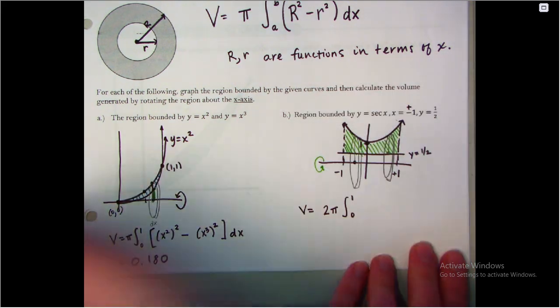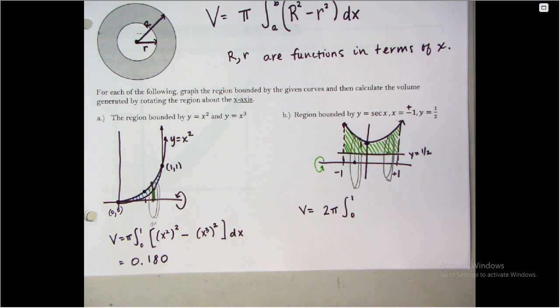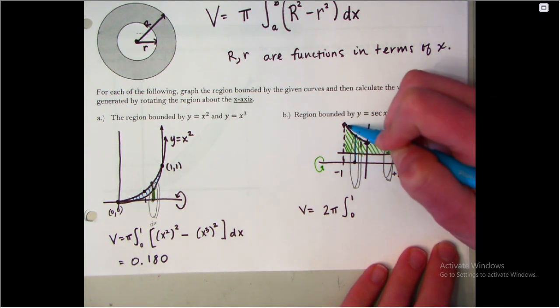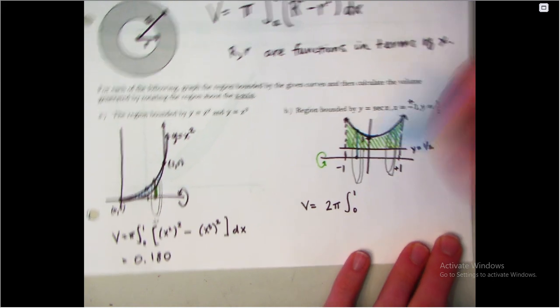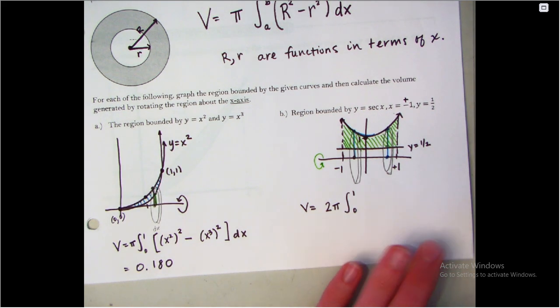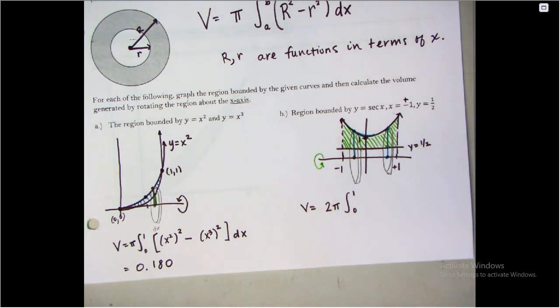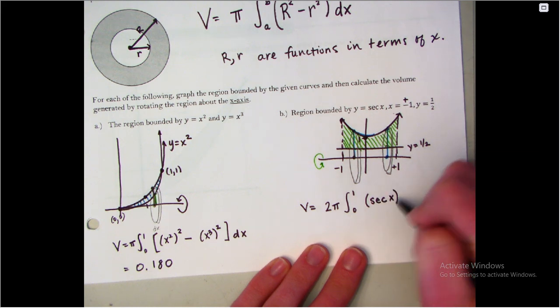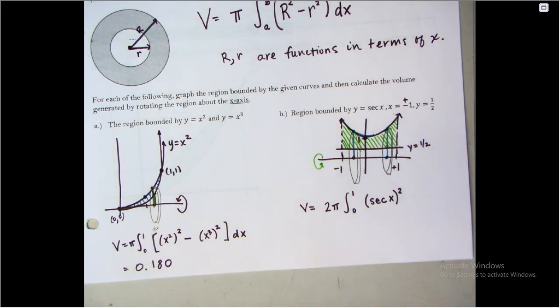Recall, capital R is going to go through from the axis of rotation all the way to the outermost curve. And so it's that secant curve that is controlling the capital R value. Whoops, I drew the wrong radius right here. So it's that secant function that is controlling my capital R. So that would mean that I want to take secant x and square it.